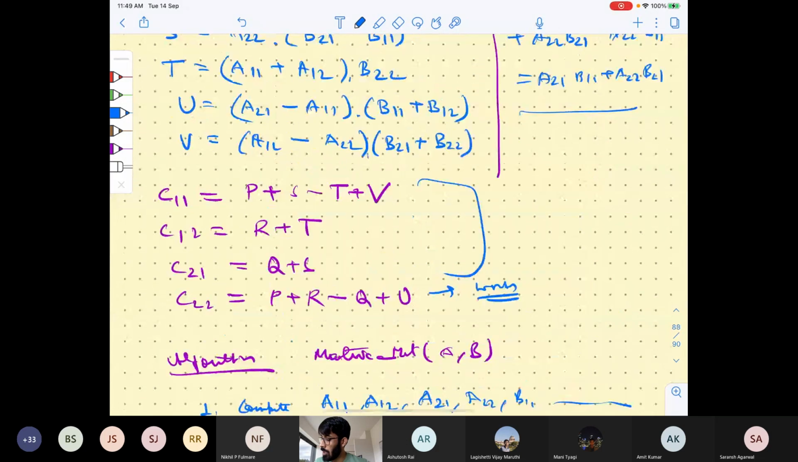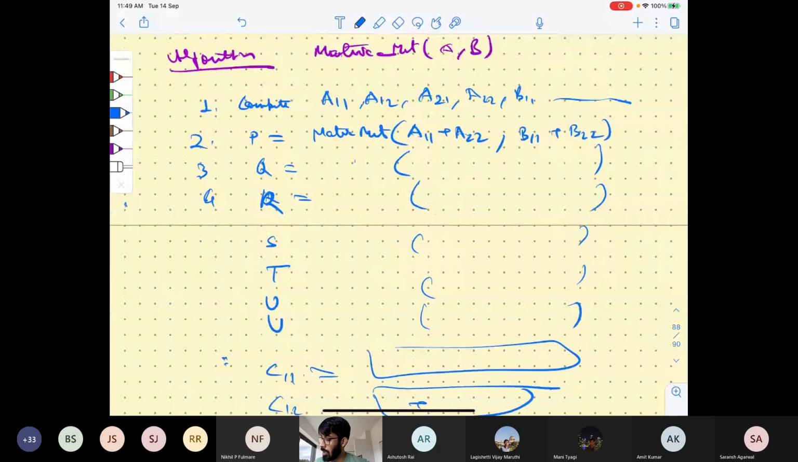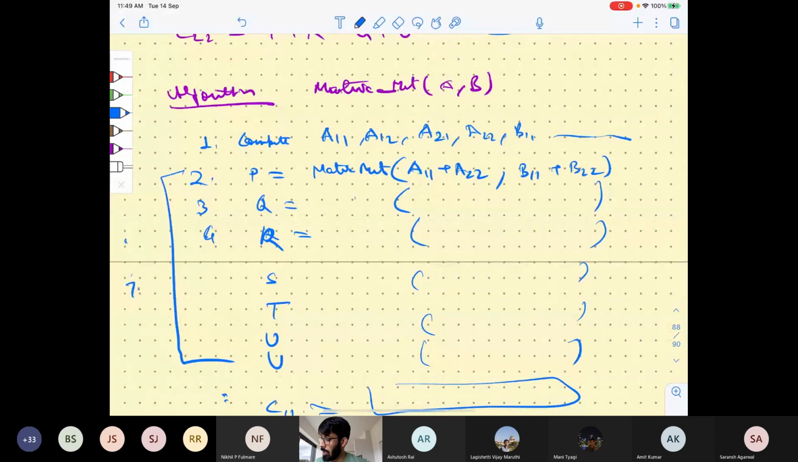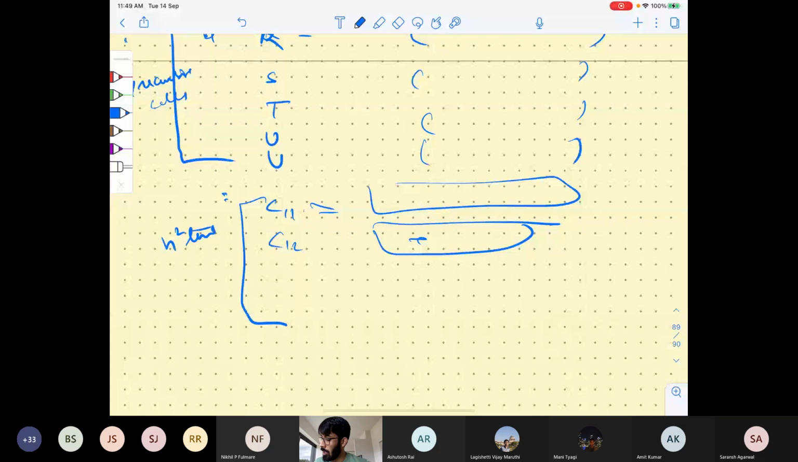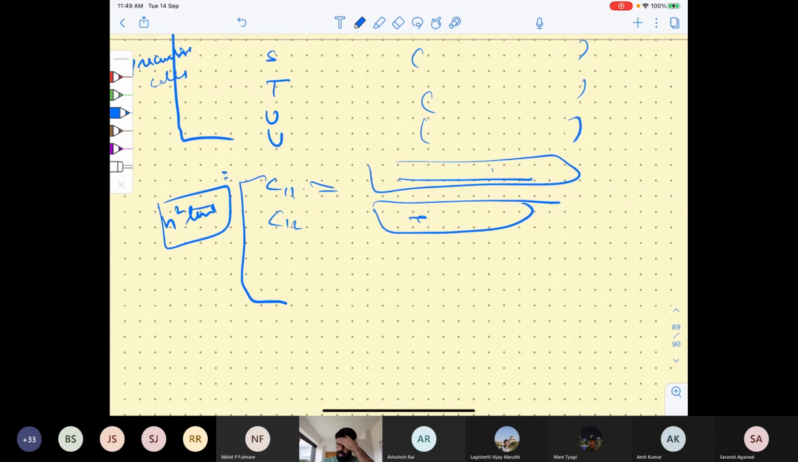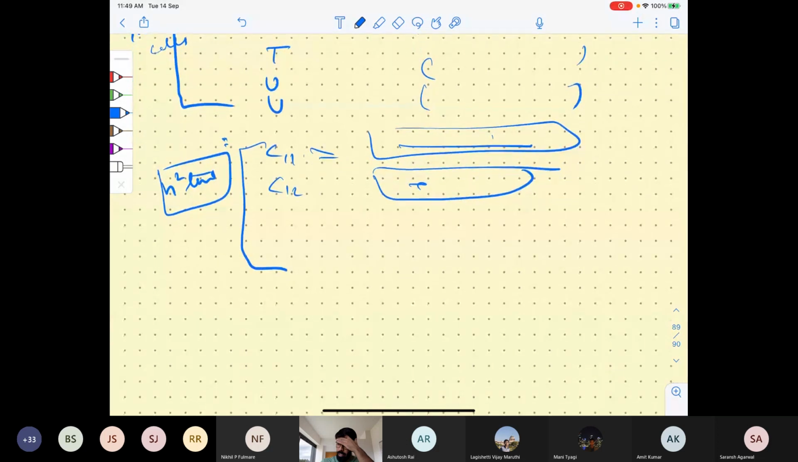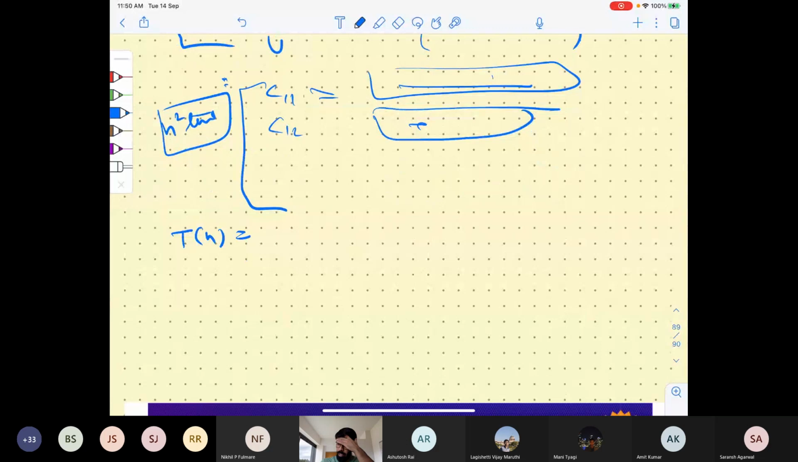That's it. So how much time does it take? There are these 7 recursive calls. This will take linear time, of course, and all these will take n squared time, because this is just some addition and subtraction of n cross n bit matrices, right? So what is the recurrence that we get? Anyone?